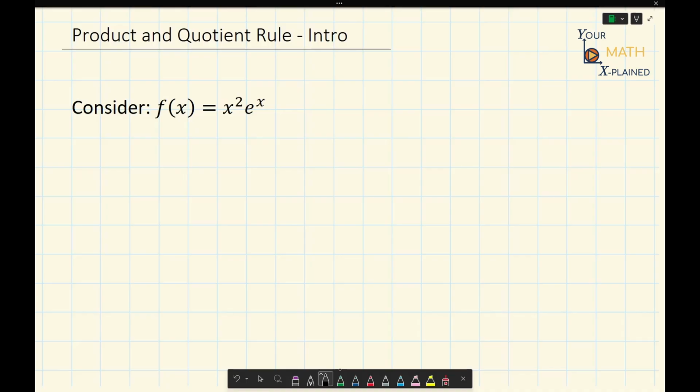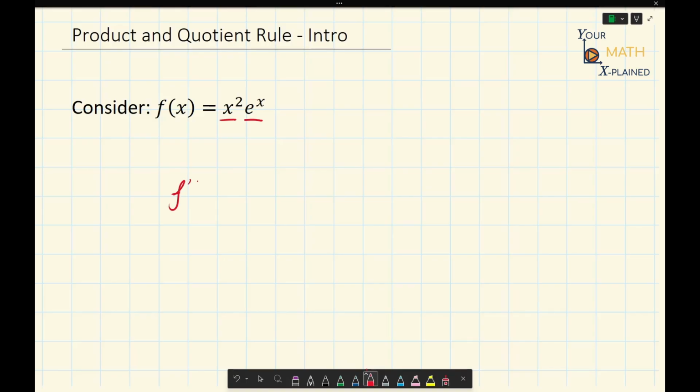Now let's take a look at our f of x here. We have f of x is equal to x squared times e to the x. Notice how we have two terms that are multiplied together. And there's no way for us to simplify this into one single power of x term. And unfortunately, we can't just take the derivative of both parts and multiply them together. And it is very important that you remember that.